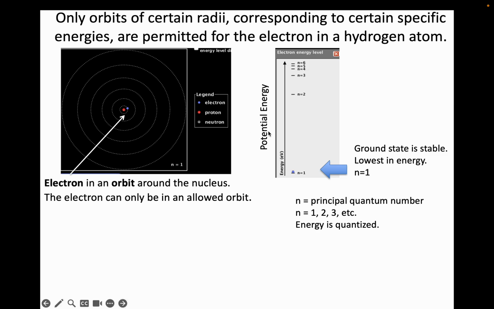The particular energy value, when it's closest to the nucleus, it's at the lowest potential energy. That's called the ground state. The ground state is stable. It's the lowest in energy, and we're going to describe that by a number called the principal quantum number n. n is describing the energy. So the allowed energy values it could have would be the ones corresponding to the different rings.